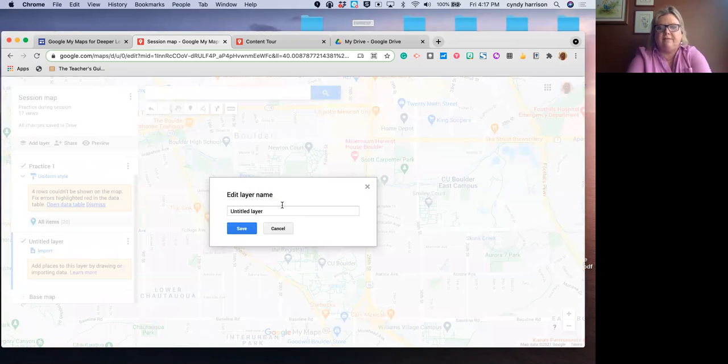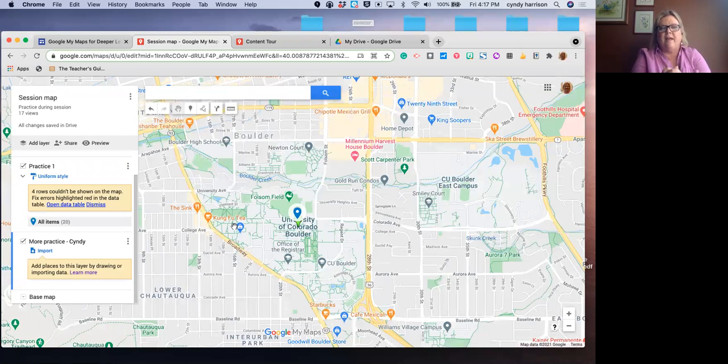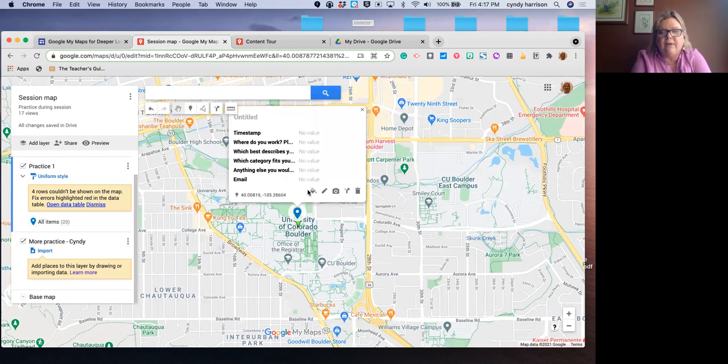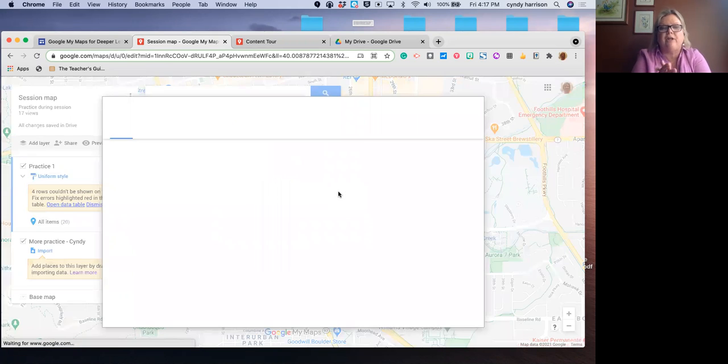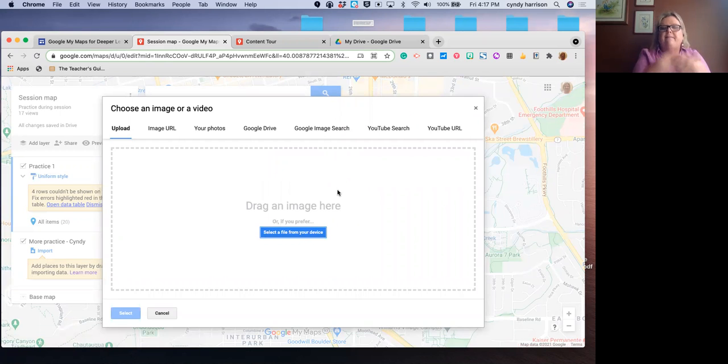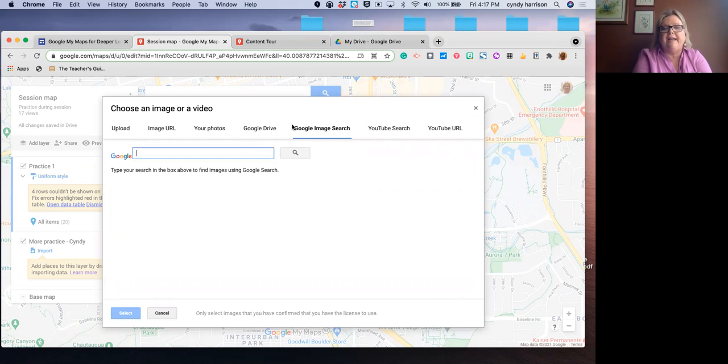And so I'm going to have the layer, more practice. Or you can do it by name. All right, so I'm here in Boulder right here. So what I can do, and I want to eliminate, I don't want directions here. I want to add a picture. And I can either, if I had been to University of Colorado Boulder, I could use my own, or I can search right here, buffaloes.